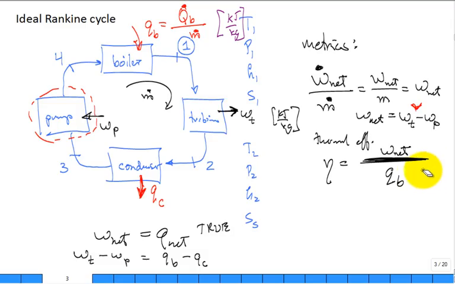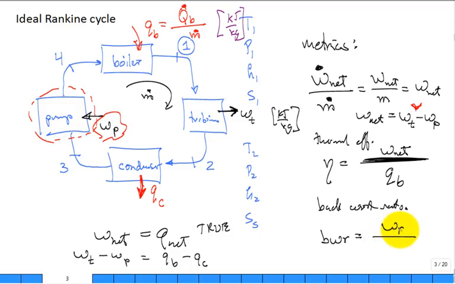Okay, so that's a metric of the performance. The other is called the back work ratio. What's a back work ratio? Abbreviated BWR. Back work ratio. Well, you just don't want the pump to take a lot of what the turbine produces. So you would like a small back work ratio. You would like to have the pump not be taking a large percentage of what the turbine produces. That's called the back work ratio.